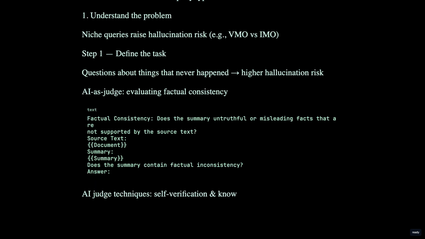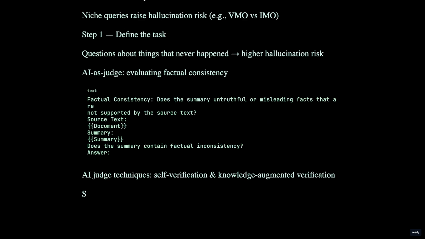Two advanced strategies for checking factual consistency are self-verification, where the model critiques or rechecks its own output to spot errors, and knowledge-augmented verification, where external sources or retrieval are used to confirm claims. Using both adds internal scrutiny and grounding in evidence, which reduces hallucinations and improves reliability.